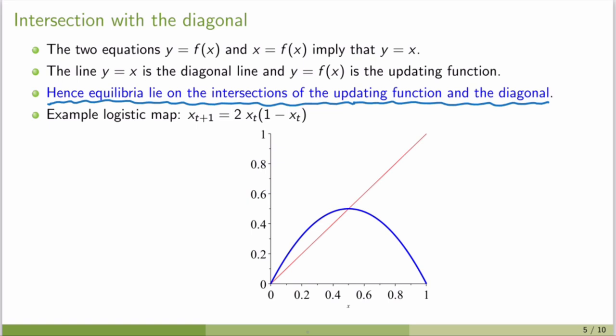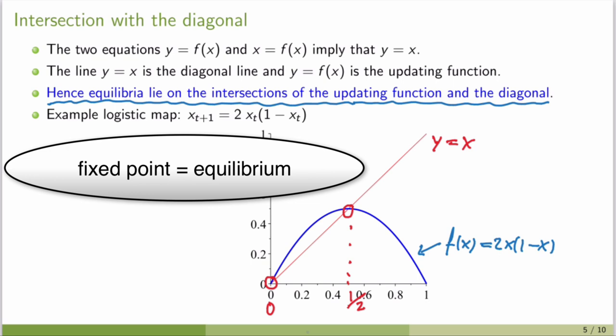So let's look at the logistic map again. Here I plotted the whole thing. This is the logistic map. This is actually the updating function. f of x is 2x(1 minus x). The red line is the diagonal. And the intersection points are very clear. So we have an intersection point at 0, and then we have an intersection point here, which is exactly at 1/2, which were the two fixed points which we computed earlier. So you can see it very nicely in a graph like this, where you just plot f and the diagonal and the intersections, and you are done.